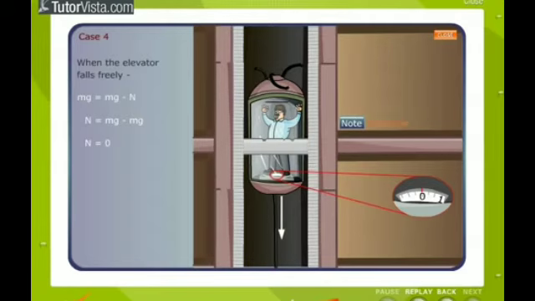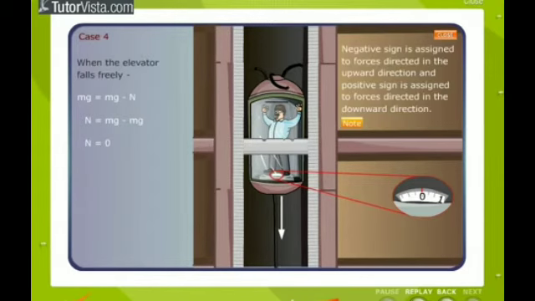Option 4. Let the elevator accelerate downwards with acceleration a equal to minus A. It is negative. Applying Newton's second law on the man, F_g plus N is equal to ma. By comparing the components, N is equal to m into (g minus a). So, the apparent weight of the man is lesser than his actual weight.